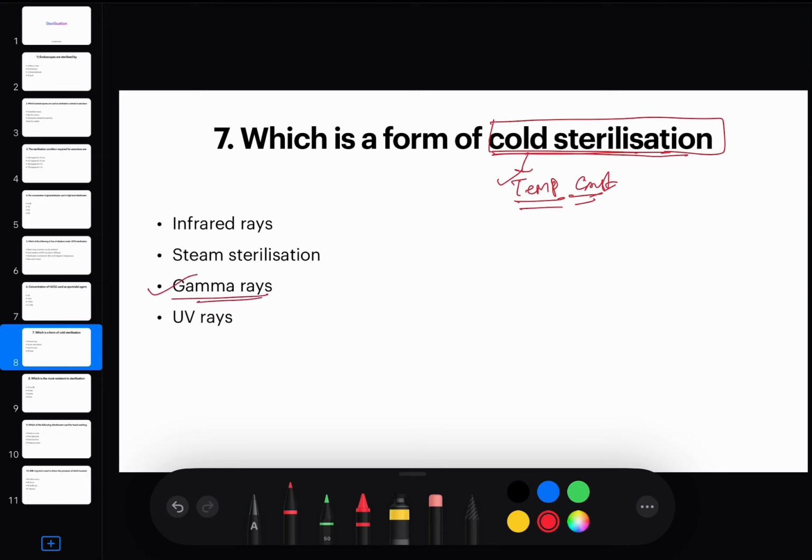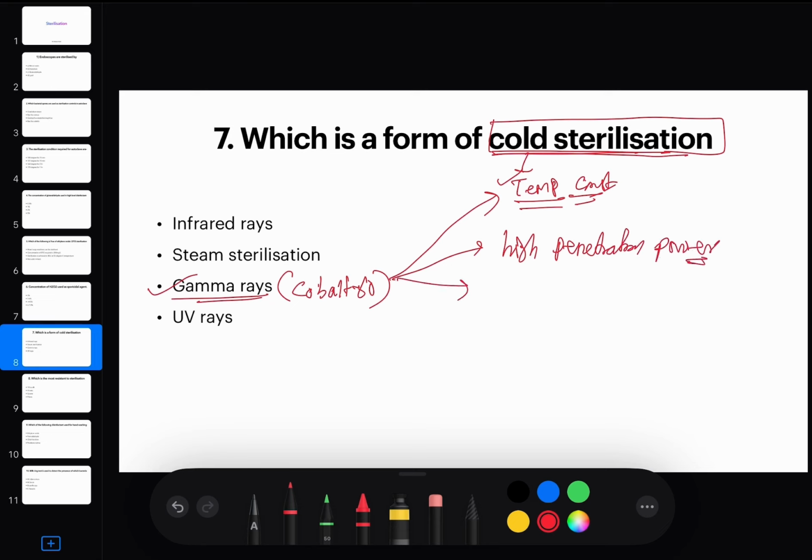You should remember this, that is cobalt 60 gamma ray. Why are gamma rays used for cold sterilization? First, the temperature is constant. Second, they have high penetration power. And third, they are quick in action. So the cobalt 60 gamma ray is used in cold sterilization.